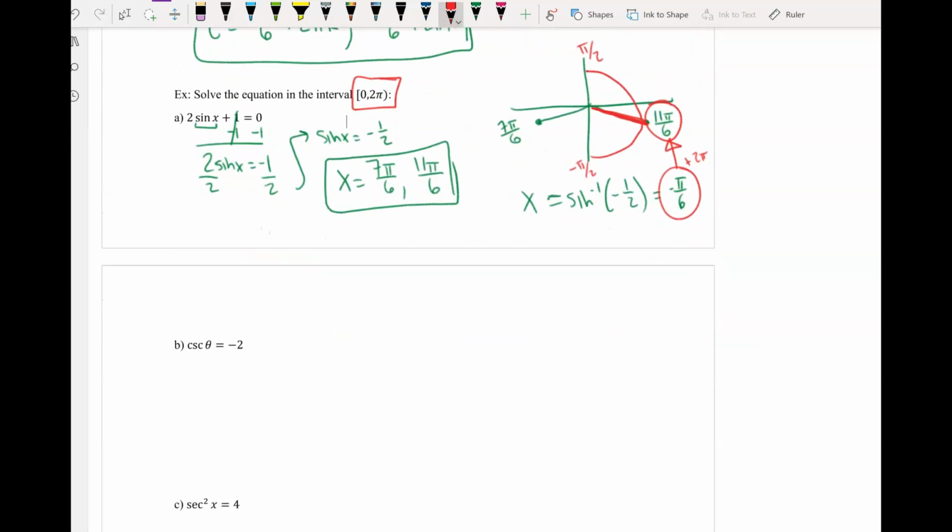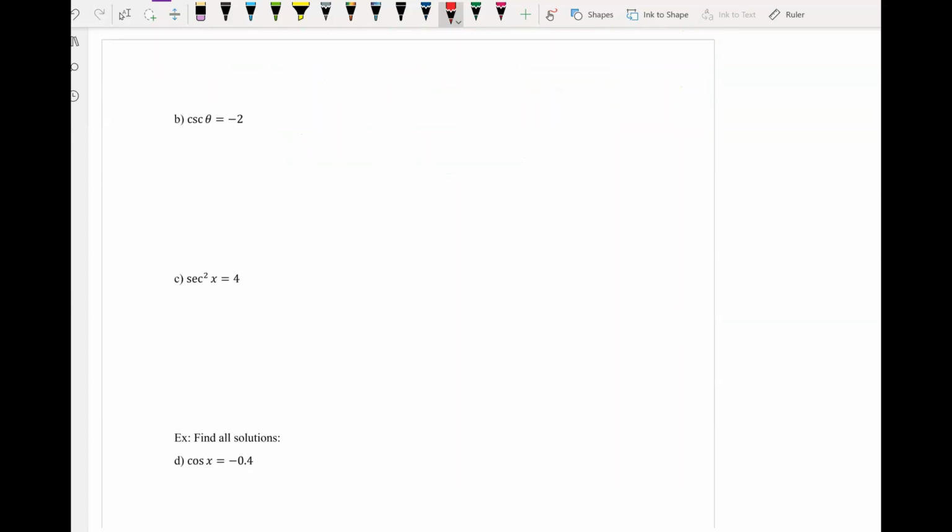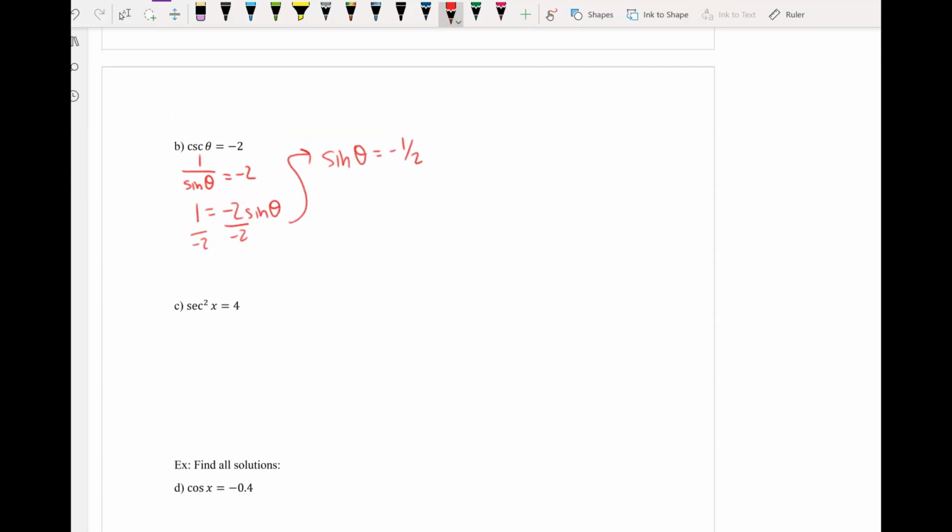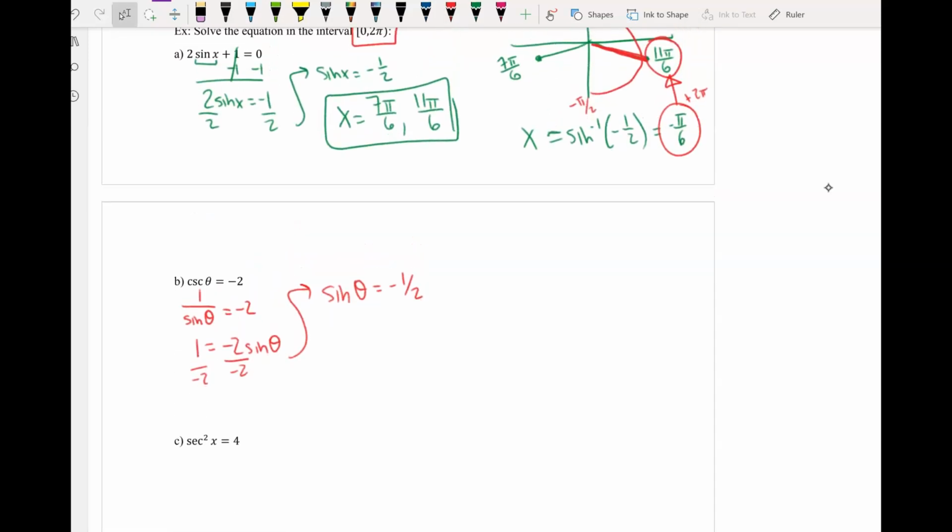Again, we want the interval from 0 to 2 pi. Let's look at cosecant theta equals negative 2. I don't like looking at cosecant; I like looking at sine. So I'm going to use the reciprocal identities. I write 1 over sine theta equals negative 2. I can move the sine theta over, so I get negative 2 sine theta, and then divide by negative 2. So you get that sine theta is equal to negative 1/2. You can see this is exactly the same problem as before. So theta is going to be equal to 7 pi over 6 and 11 pi over 6. Those are the solutions for this problem.